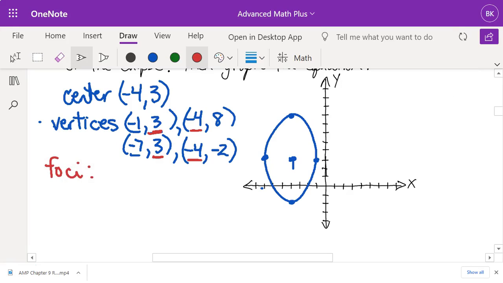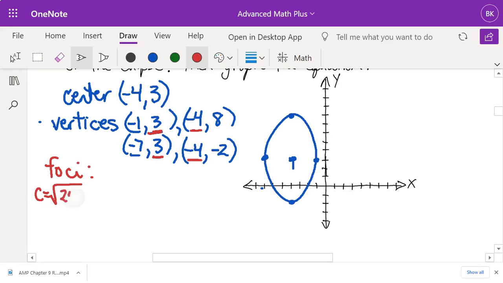And last but not least, my foci. What do I need to get the foci? What letter? C. C is the square root of a squared minus b squared. Now, all you got to remember, do you know which one's a squared and b squared just by looking at it? You do, because a is the bigger what? Between a and b, which one's bigger? It's a. It's the longer one, right? So a squared has to be which number? 25, and b squared has to be 9.